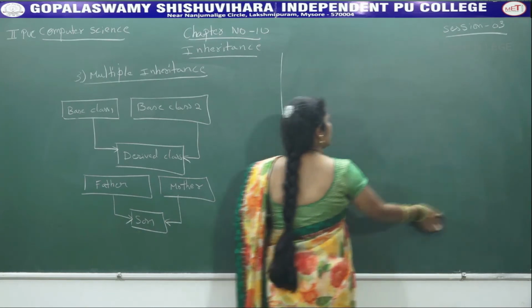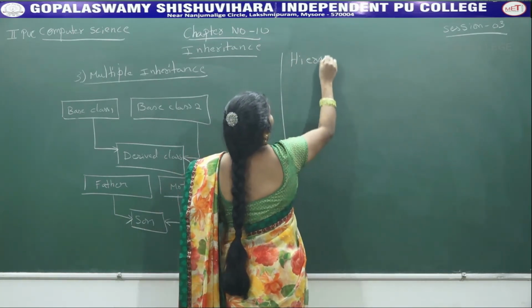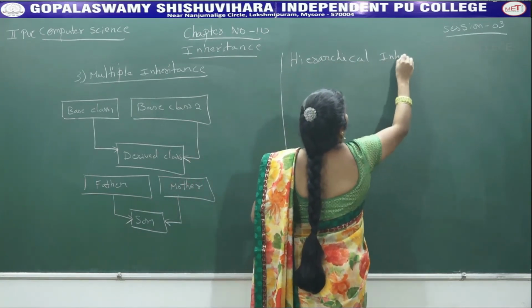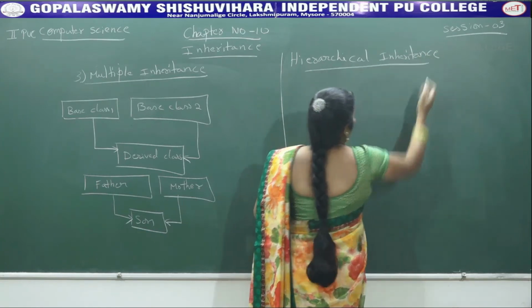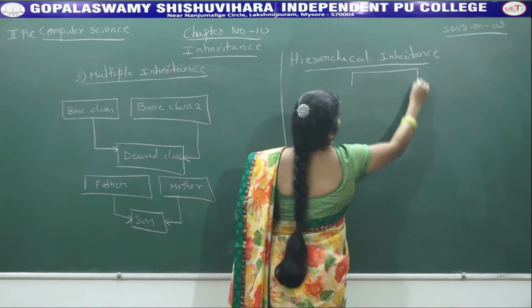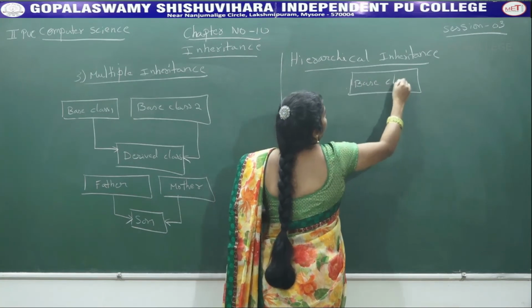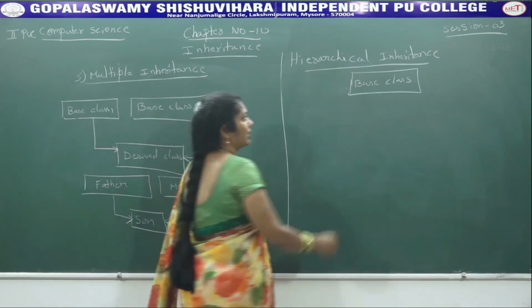Then what do you mean by this hierarchical inheritance? In hierarchical inheritance, we have only one base class. From that, we have multiple derived classes.